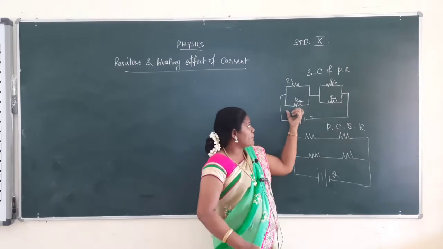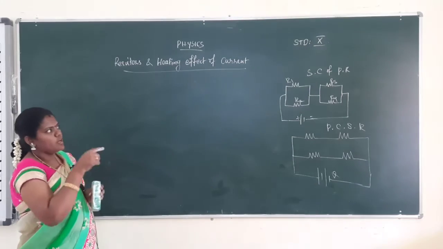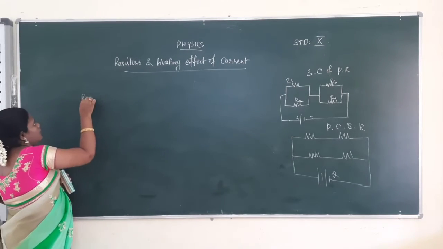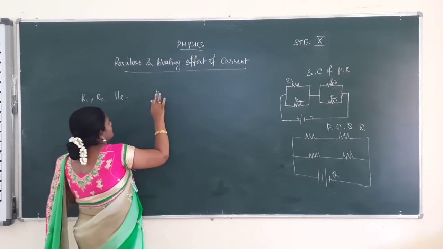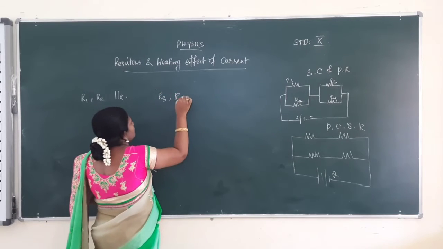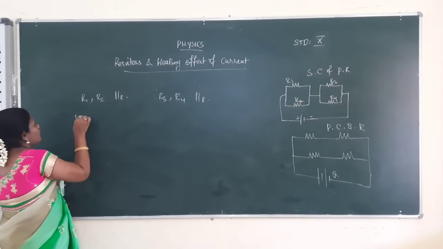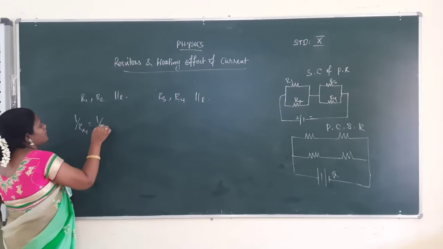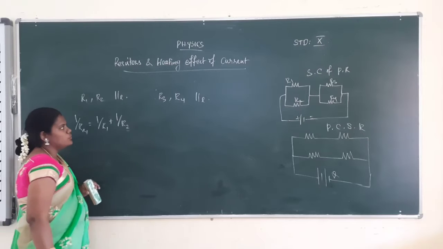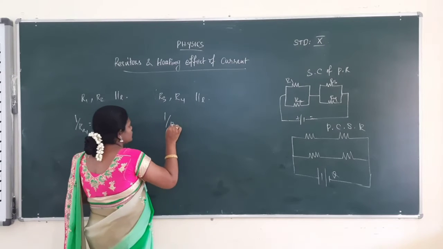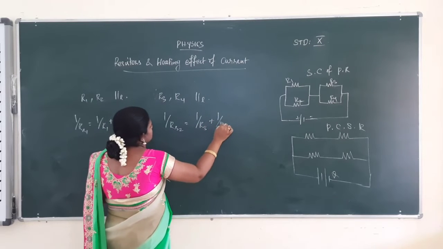Okay, but these parallel resistances will be connected in series. What's the way? First, we calculate R1, R2, connected in parallel, and R3 and R4 are connected in parallel. So the effective resistance is 1 by Rs1 is equal to 1 by R1 plus 1 by R2. Parallel combination means 1 by R1 plus 1 by R2. Then, in this way, 1 by Rs2 is equal to 1 by R3 plus 1 by R4.